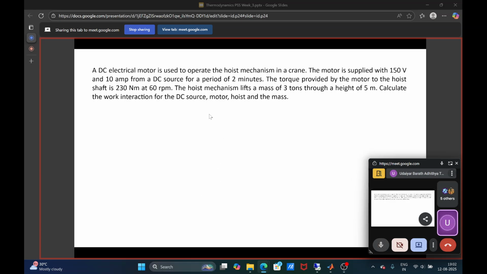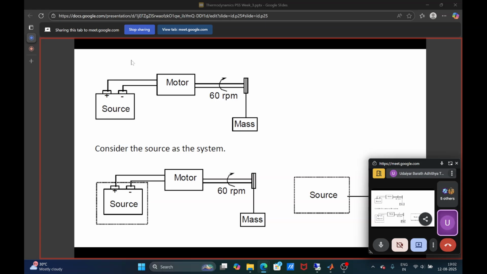So what we have is four components. One is the DC source. There is nothing coming in as work; only the DC power source is driving, so it is delivering work. That is equal to the electric work done by the source. So this is how it looks.